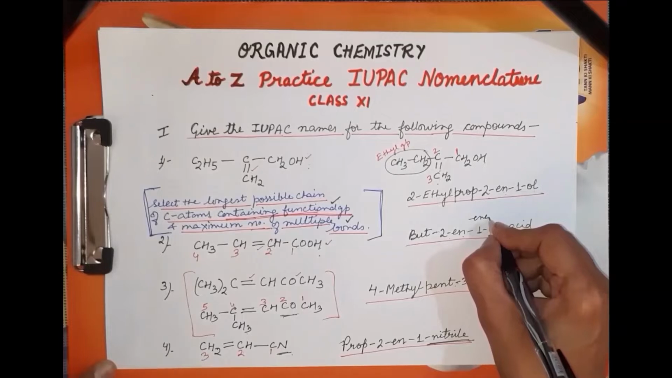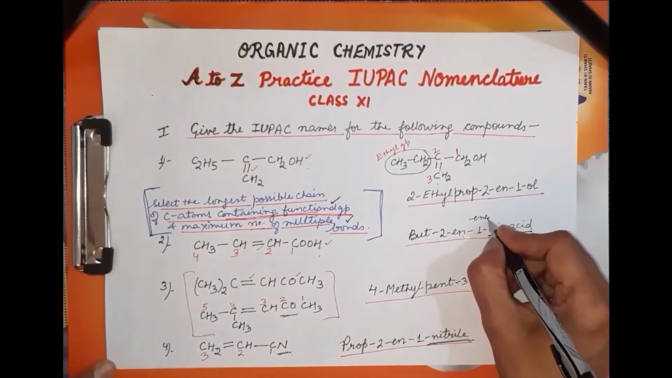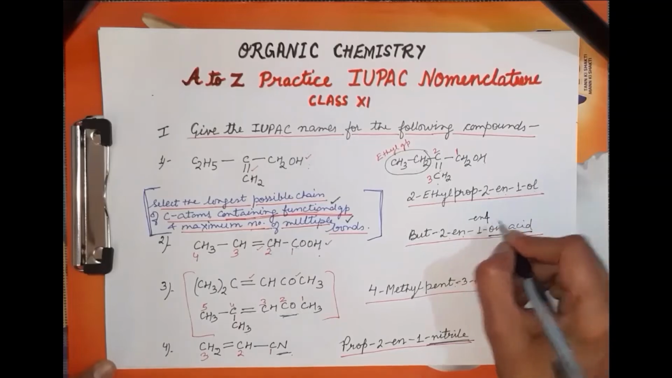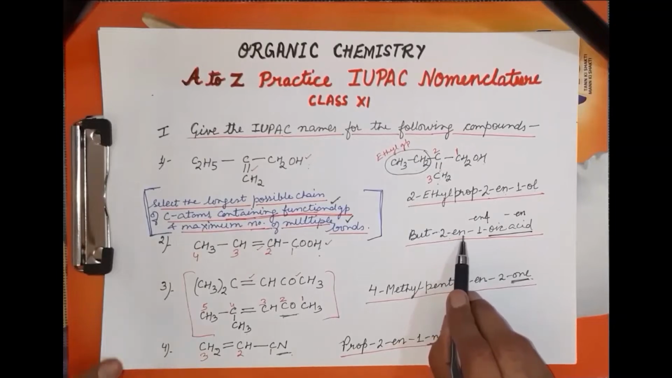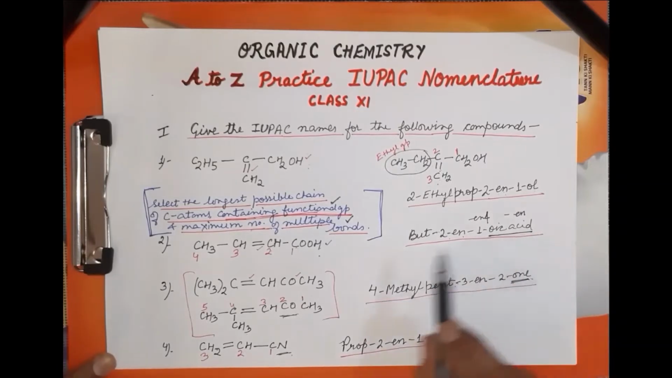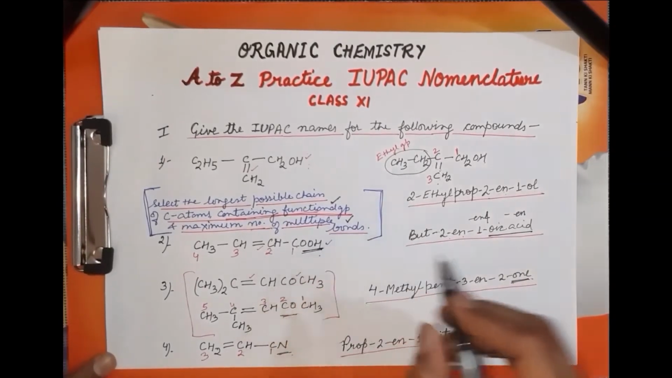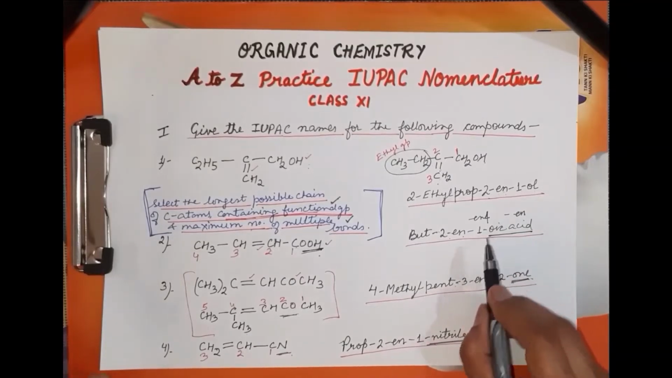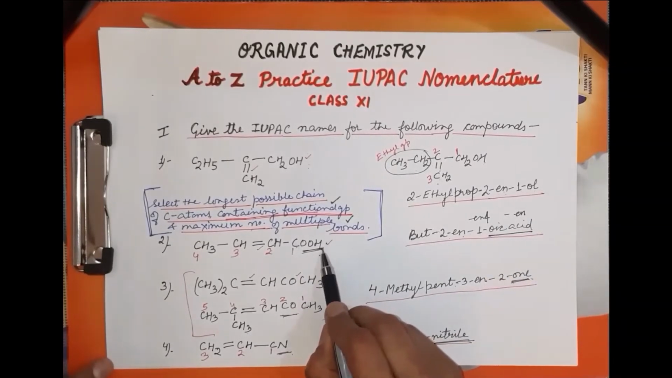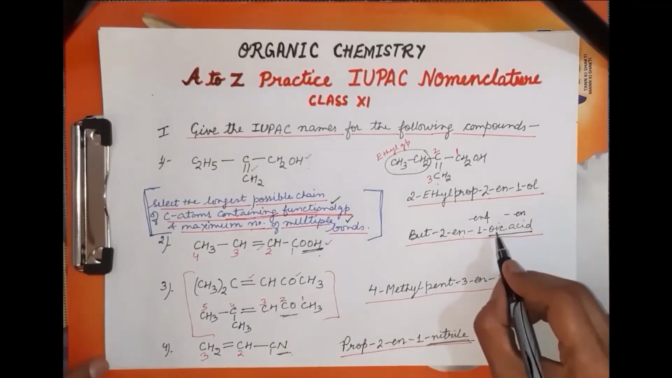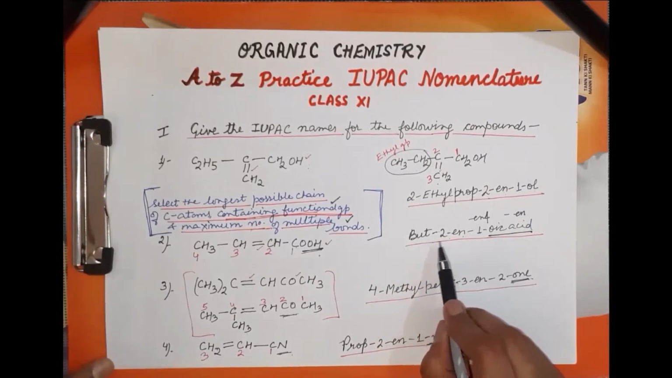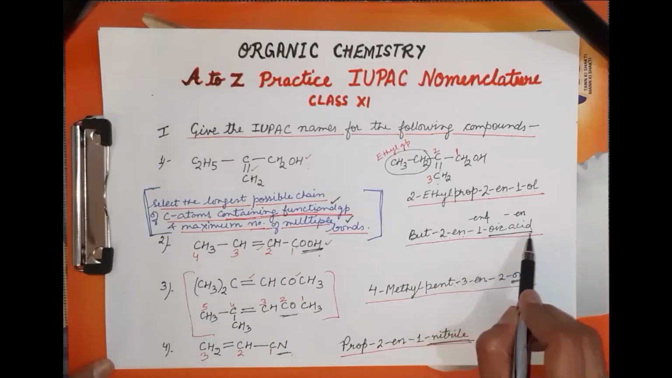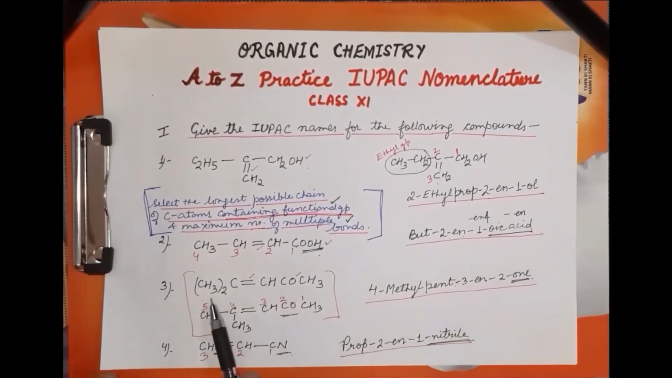Because a double bond is there it would be ene, but when a functional group is present, this e is dropped and it is simply written as en. So but-2-en, and this position of the carboxylic acid is 1, and the carboxylic acid functional group is written as oic acid. So the name for this will be but-2-en-1-oic acid. Okay.